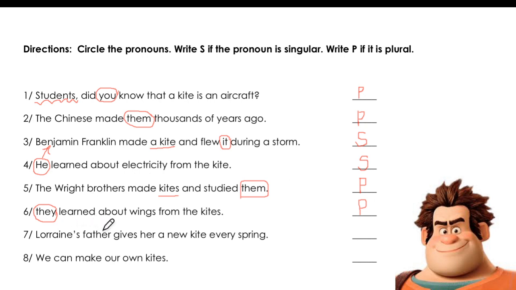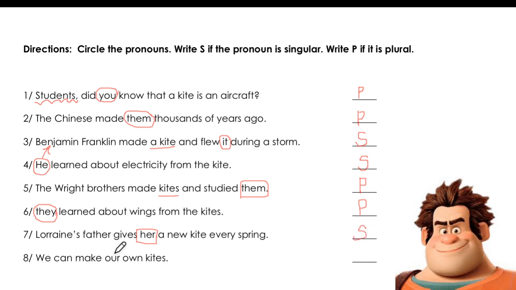Lauren's father gives her a new kite every spring. Where is the verb? Verb. What is the pronoun? Her. And her is Lauren. So Lauren is one, singular.